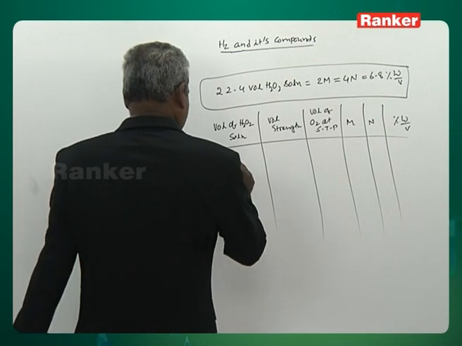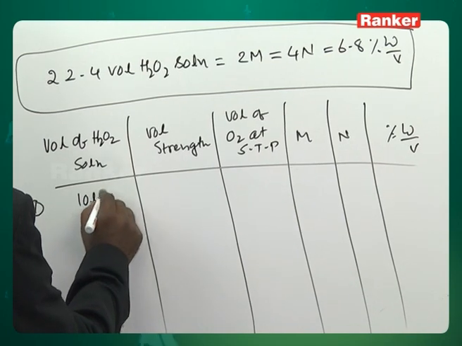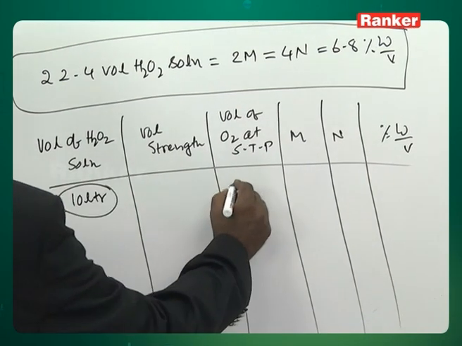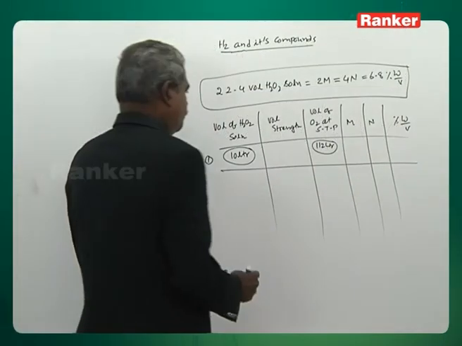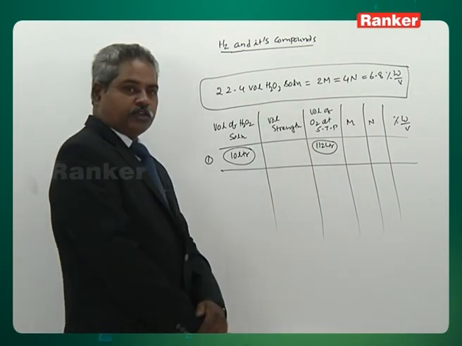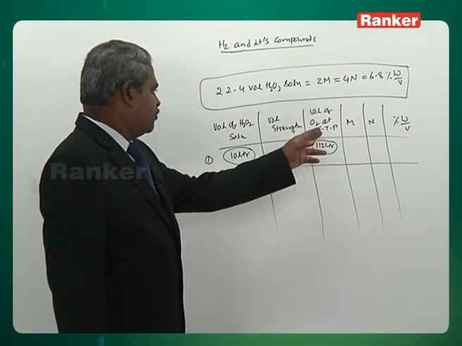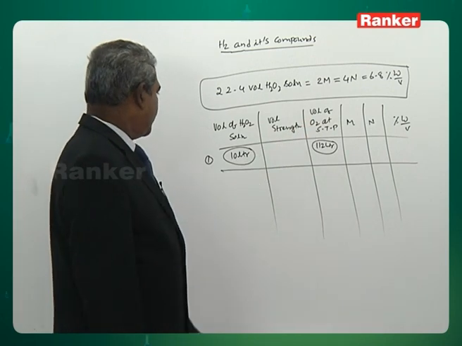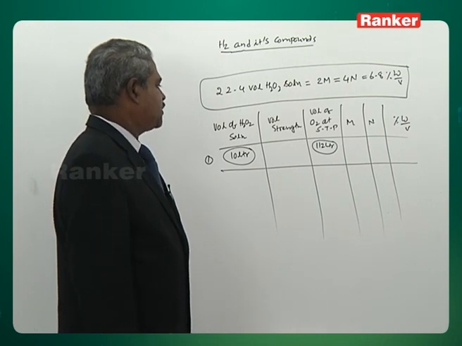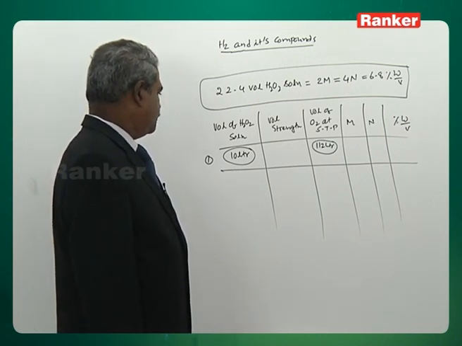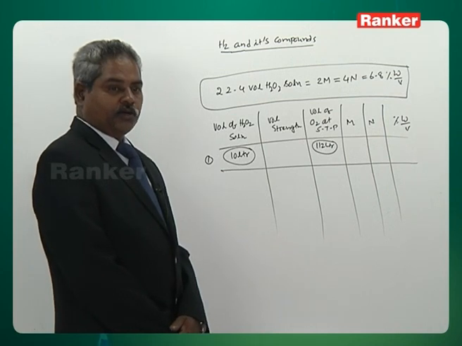Now, I am taking 10 liter and 112 liter. Now, find all the others. These two I have given. What is the question? 10 liter H2O2 solution on heating produced 112 liter oxygen at STP. So, 10 liter, 112 liter. Find the remaining. So, what is the volume strength?